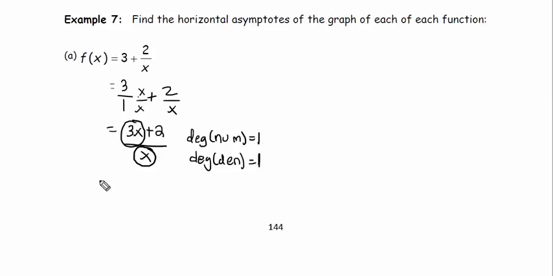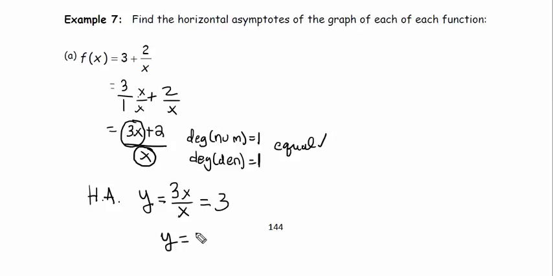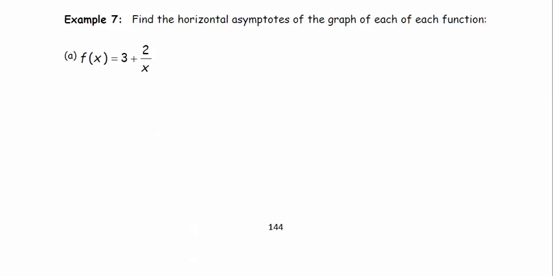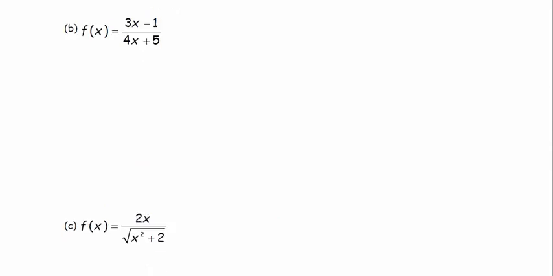So that means that because the degrees are equal, the horizontal asymptote is going to be y equal to the ratio of those two terms, 3x over x, or just 3. Alright, so hopefully that all makes sense of how I found that horizontal asymptote. Let's try another one. Maybe this one will make a little bit more sense if that first one did not.